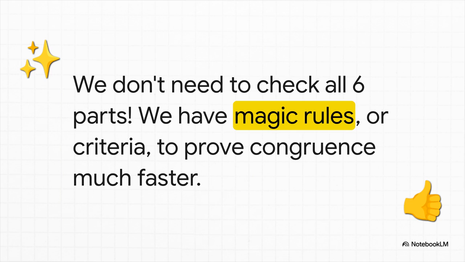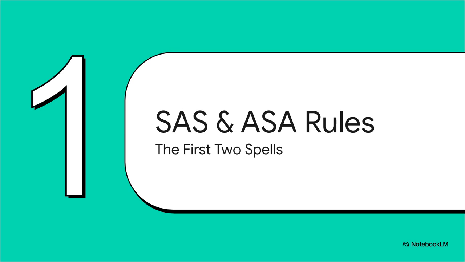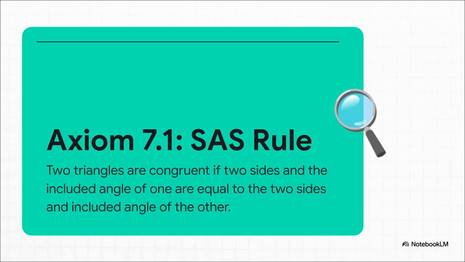That would take forever. The good news is, we have some magic rules, some amazing shortcuts that let us prove triangles are congruent by checking only 3 parts. So let's learn these magic spells. We're going to start with the first two, and honestly, these are the ones you'll probably use the most, SAS and ASA. So our first rule is SAS, which stands for side, angle, side.